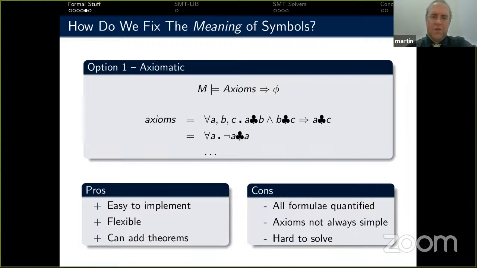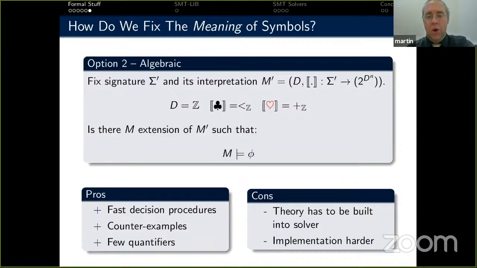So the two different approaches: the axiomatic one is very, very flexible, but because the solver inherently doesn't know what it's talking about, it just knows symbols, it limits what you can do. Once you've fixed the meaning of the symbols, then you can do a lot more. But that requires you to actually have done the work.